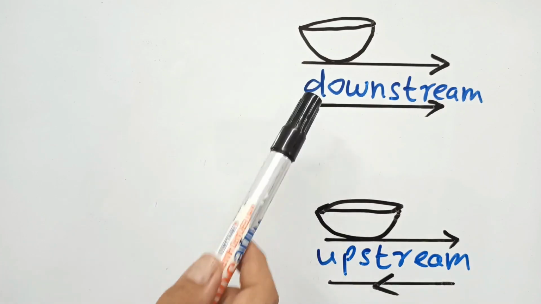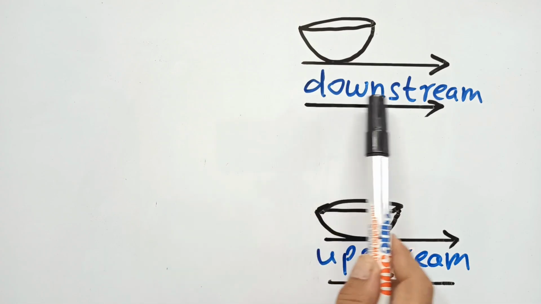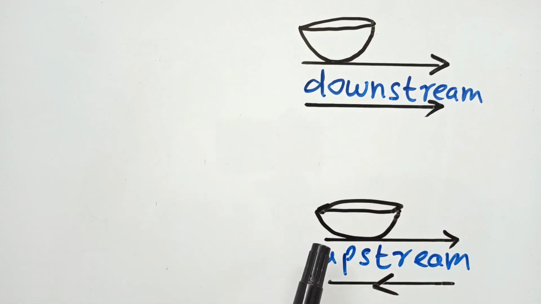Let us see the difference between downstream and upstream. Downstream means when the boat goes along with the water flow. Upstream means when it returns on the same path, opposite to the water flow.